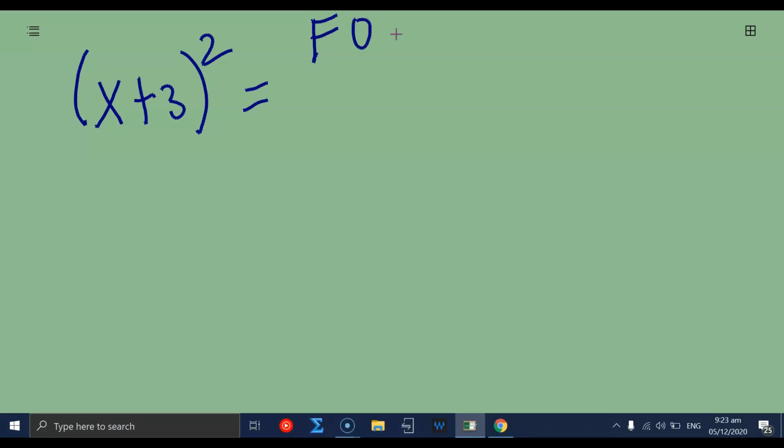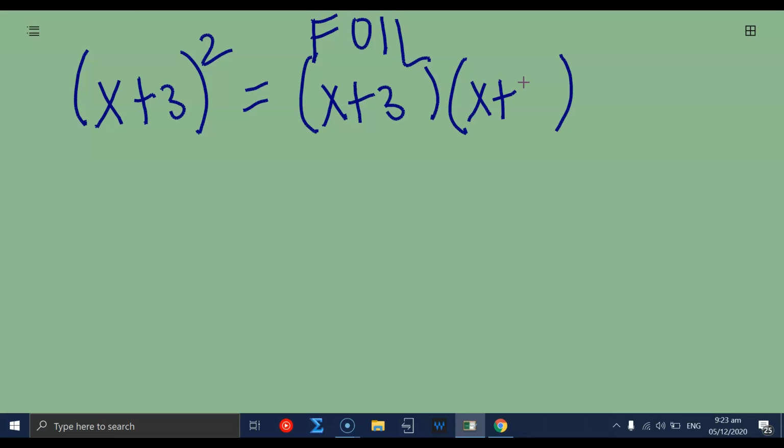Hi, let us square a binomial. Let's say we have the square of x plus 3. Using the FOIL method of multiplying binomials, we multiply the first term of the two binomials. So let us expand the square of the binomial as x plus 3 times x plus 3.